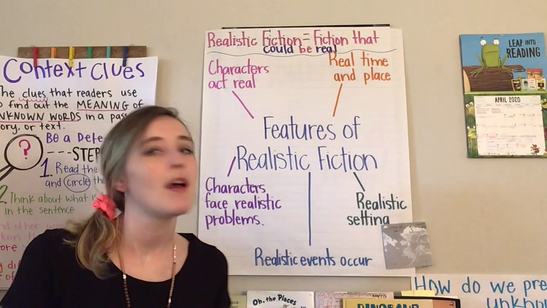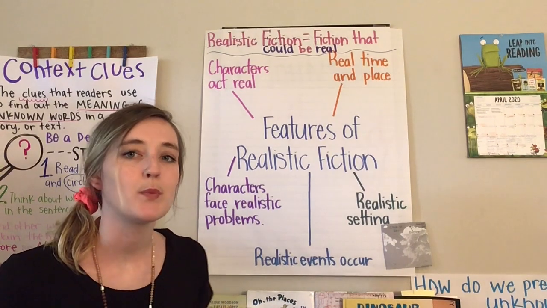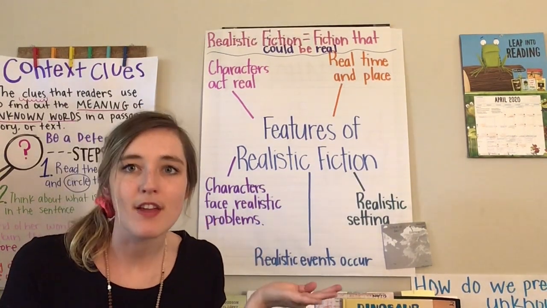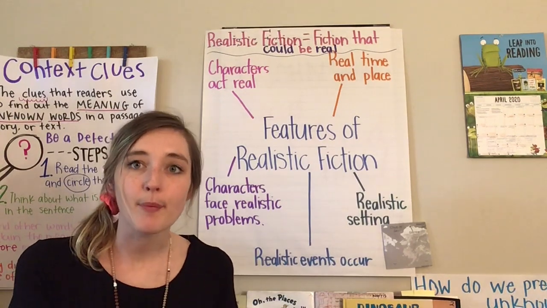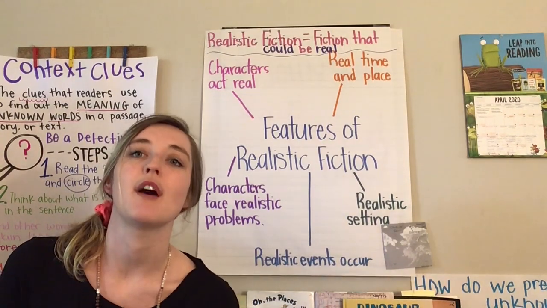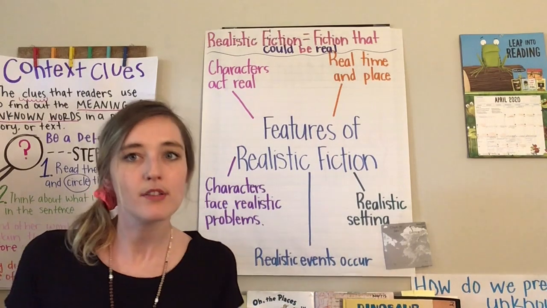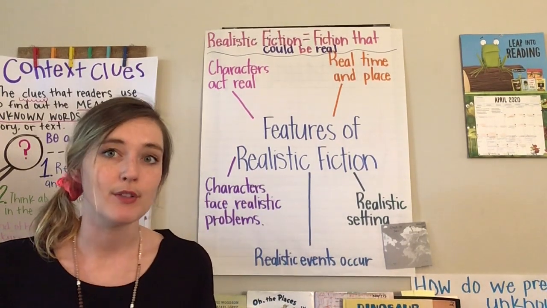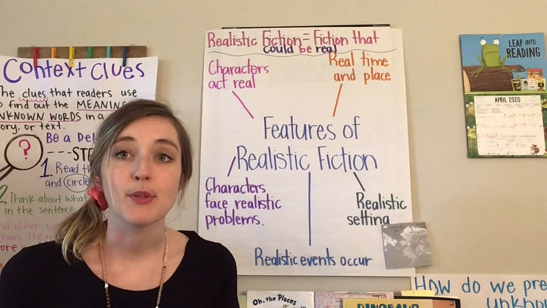All right, feature number 4 is realistic events occur. So not only is the problem realistic, but the events that follow, either before the problem or after the problem, in order to solve it are realistic. The way that the characters solve the problem is a way that people could do it in the real world. Realistic fiction, it happens in the real world.